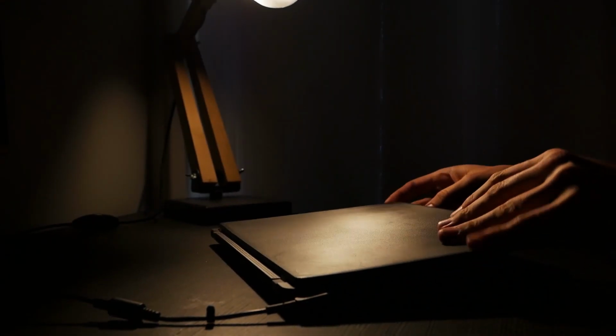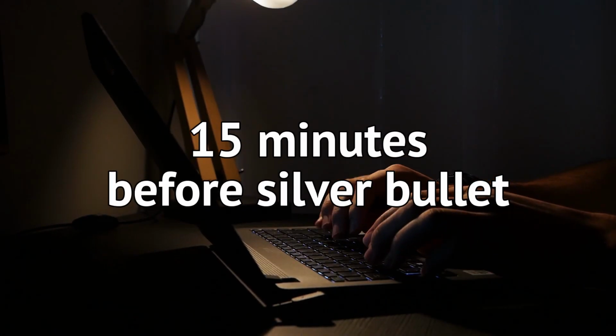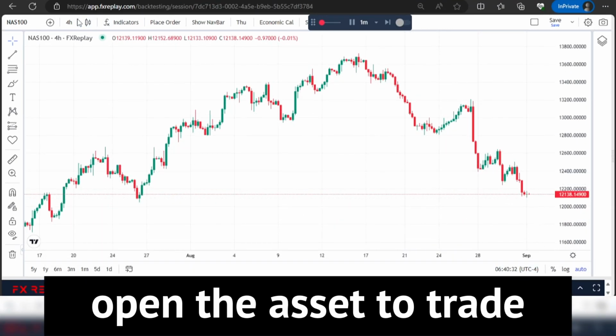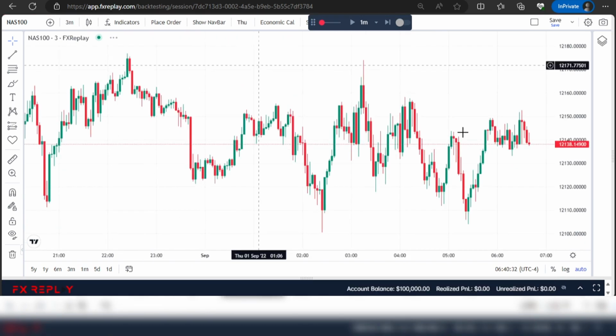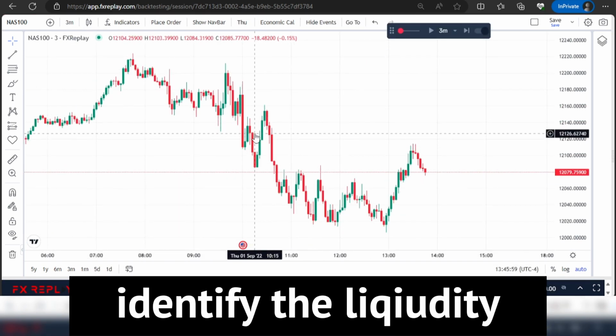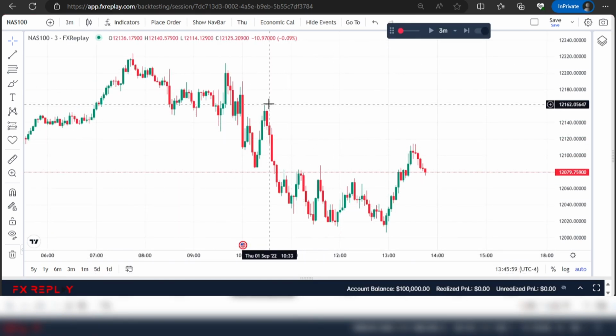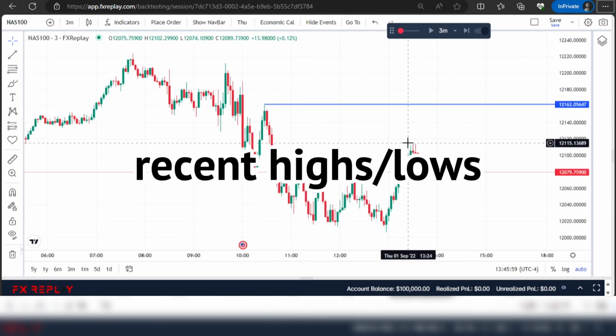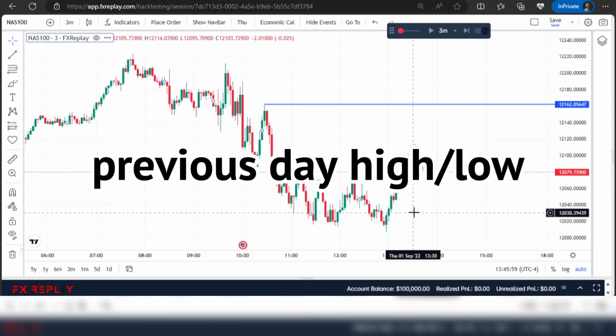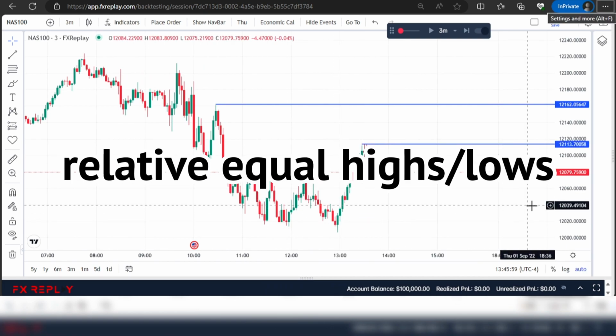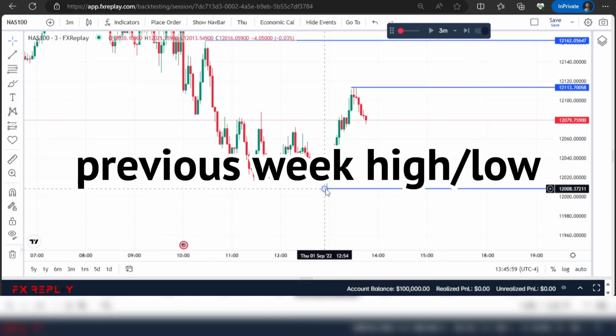Now, let's unveil the steps to trade the ICT Silver Bullet. First of all, you have to open TradingView 15 minutes before the Silver Bullet trading window. Select the currency pair you want to trade. Now, on a 3 or 5 minute time frame, identify the draws on liquidity and mark them on your chart. These could be recent highs and lows, the previous day's high and low, relative equal highs or lows, or even the previous week's high and low.